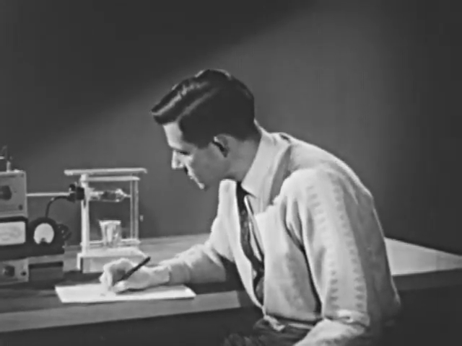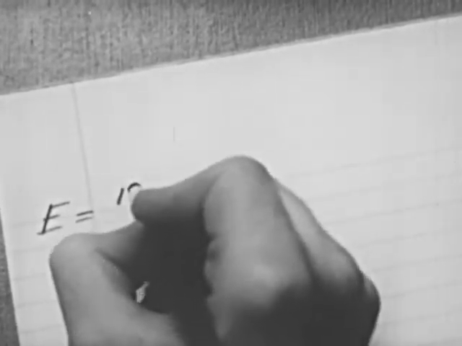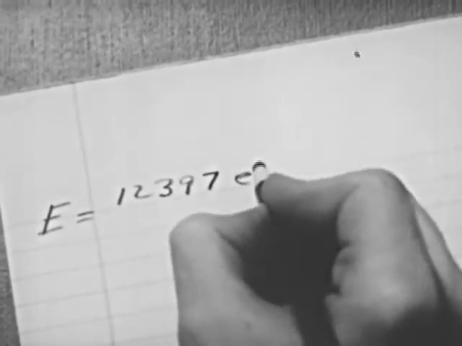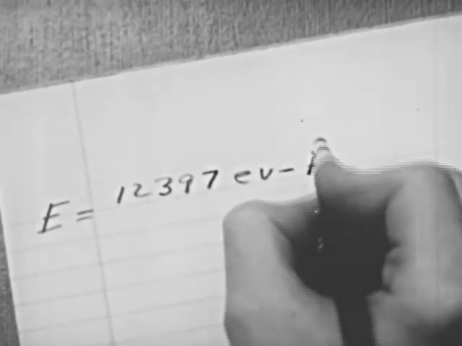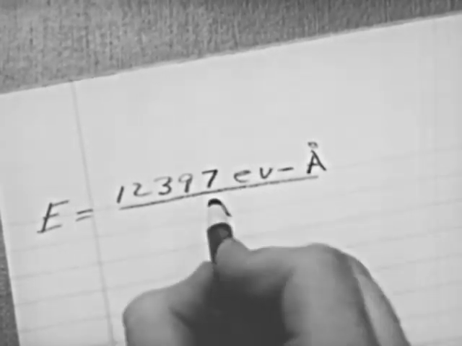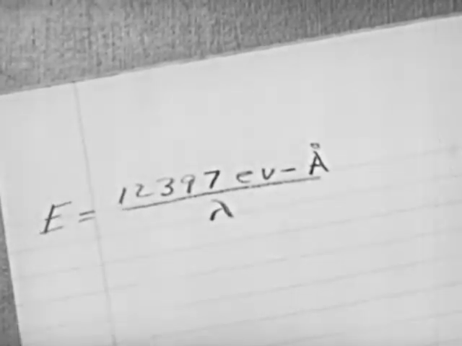But you have recently learned that light behaves as photons whose energy is proportional to the frequency. Therefore, for all of the photons coming into the spectral line that we've talked about, they will all have the same energy, and that energy can be calculated from the simple formula that E is equal to 12,397, too bad it's not 12,345, divided by the wavelength of the photon, where if the wavelength is in angstroms, the energy is in electron volts.